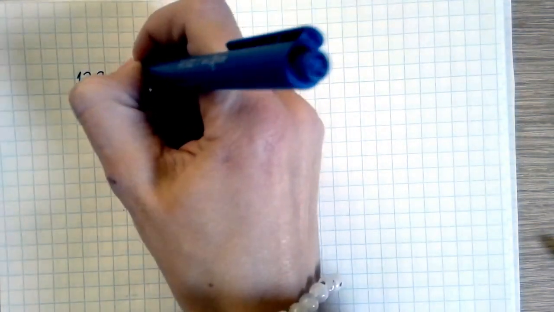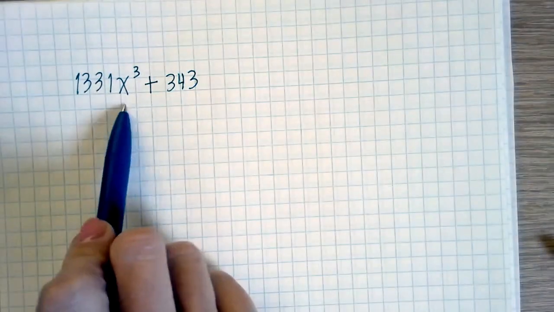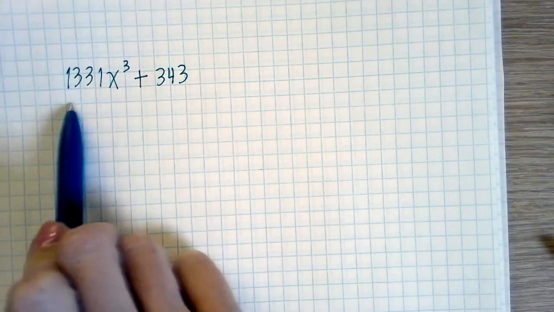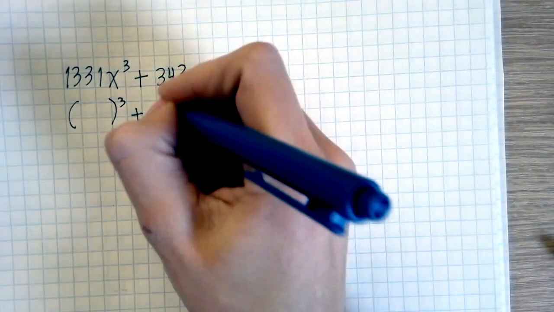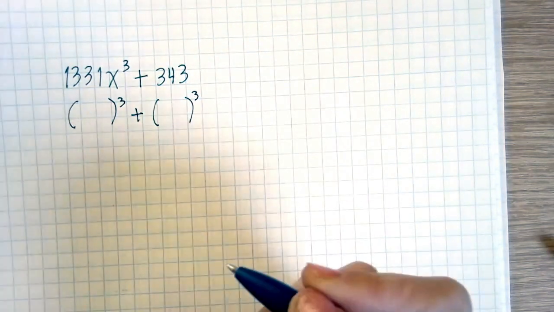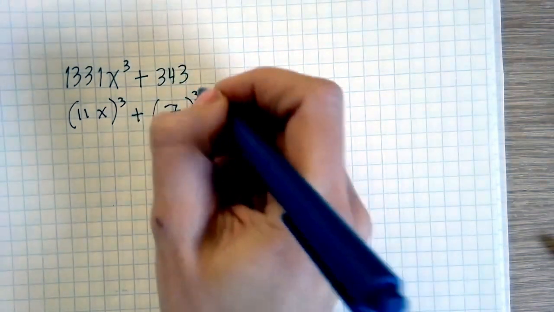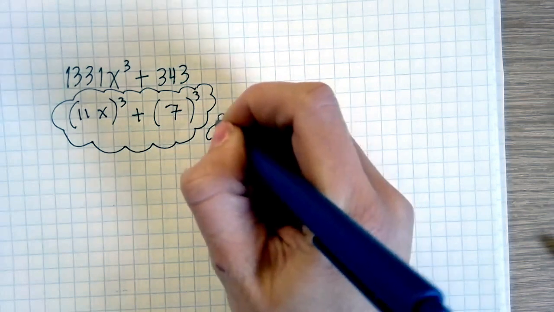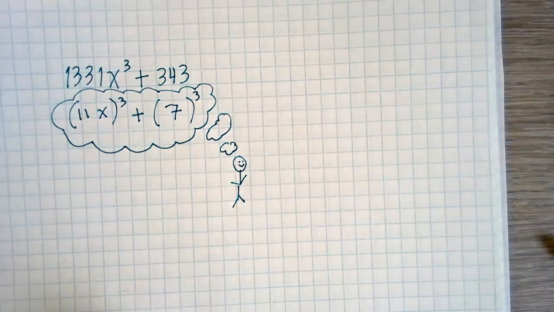1331 x cubed plus 343. You're going to look at this and be like, ooh, I have the sum of two what? Perfect cubes. So what is being cubed? So again, kind of extra revision. What's being cubed? 11x and 7. This could be something you just think inside your head, okay? Or if you're not as strong, this could be something that you actually write down, okay? So it's up to you.